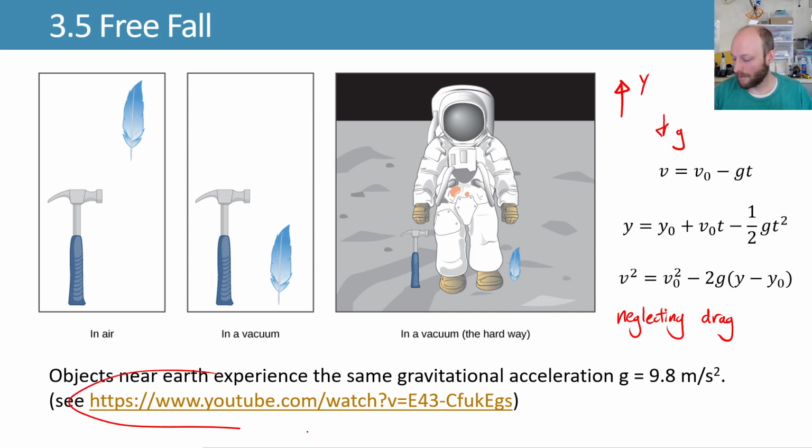And there's a fun video here from the BBC that shows a bowling ball and some feathers being dropped in a very large vacuum chamber. And you can see they drop at the same rate.